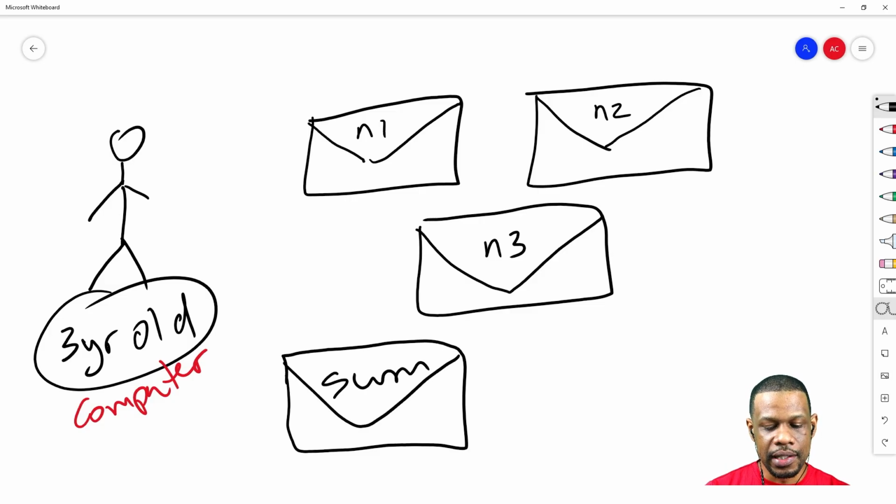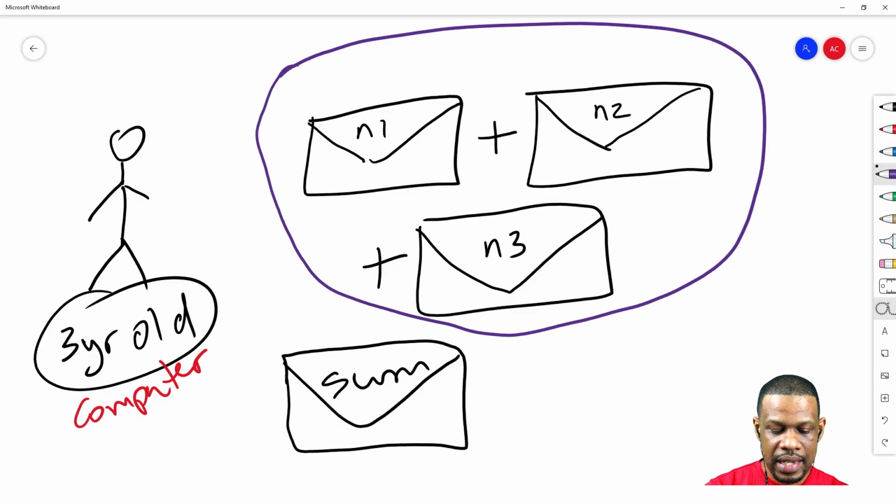And you say, child, take whatever is inside envelope 1, add it to envelope 2, and then add it to envelope 3. Whatever that comes up to, take that and write it on a piece of paper and store it inside a variable called sum. Store it inside the envelope called sum, and then hand me back. The child doesn't need to know what the numbers are.